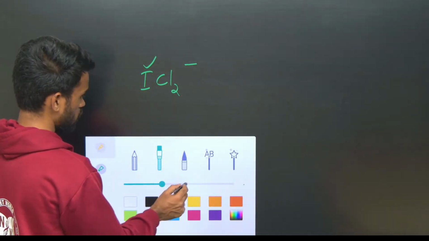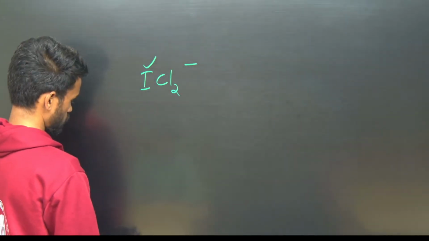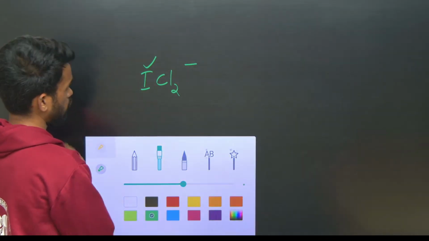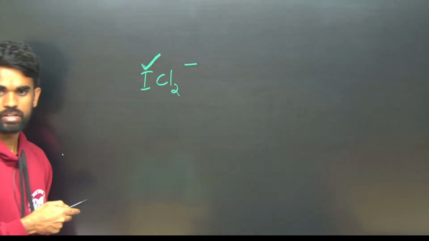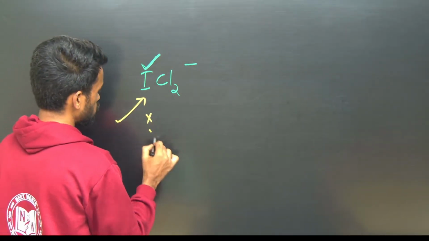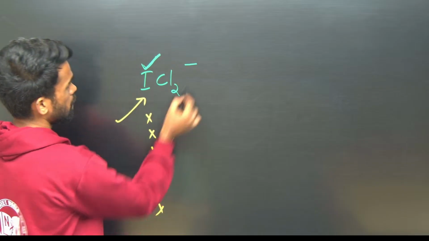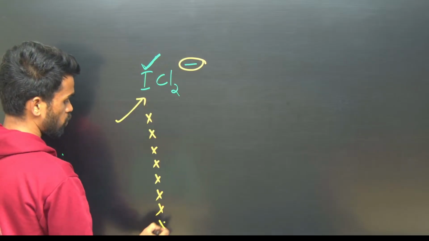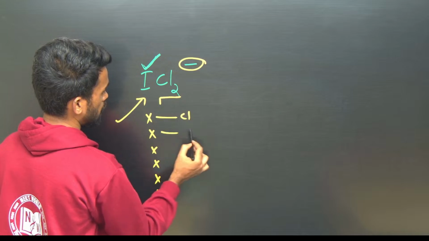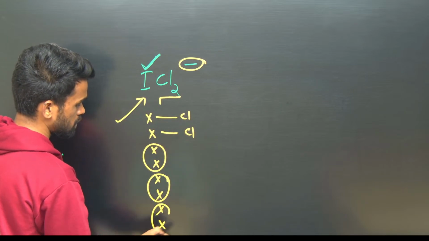How can we do that? I want it for central iodine. What is the number of valence electrons for this? 7 electrons, so take 7 dots, and one minus charge is also there, so add one more dot. How many surrounding atoms are there? 2, one chlorine and another chlorine. This is one lone pair, this is another lone pair, so 3 lone pairs are there.